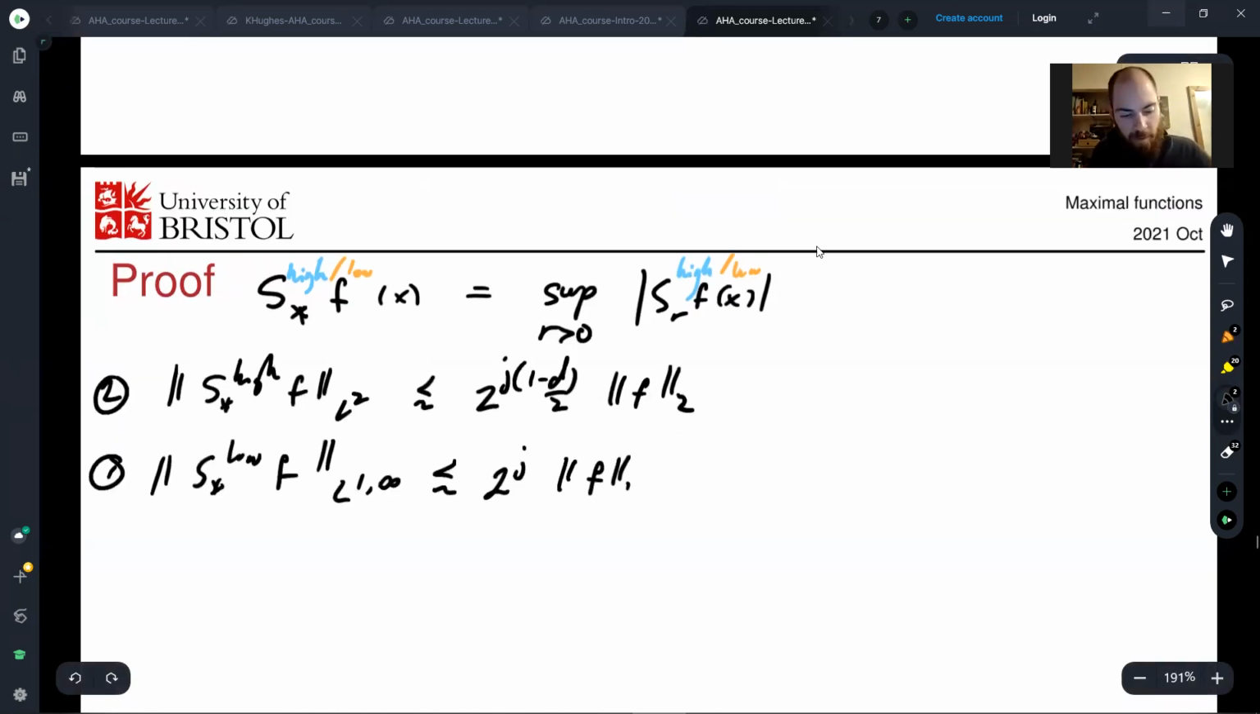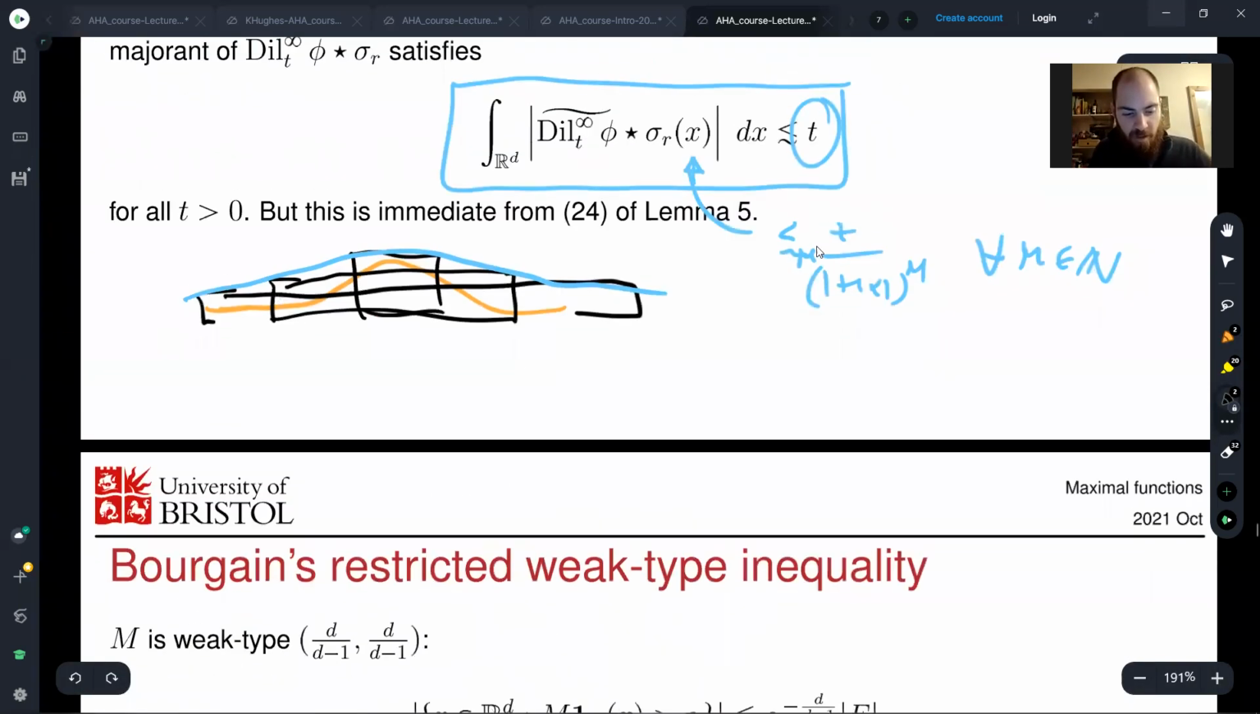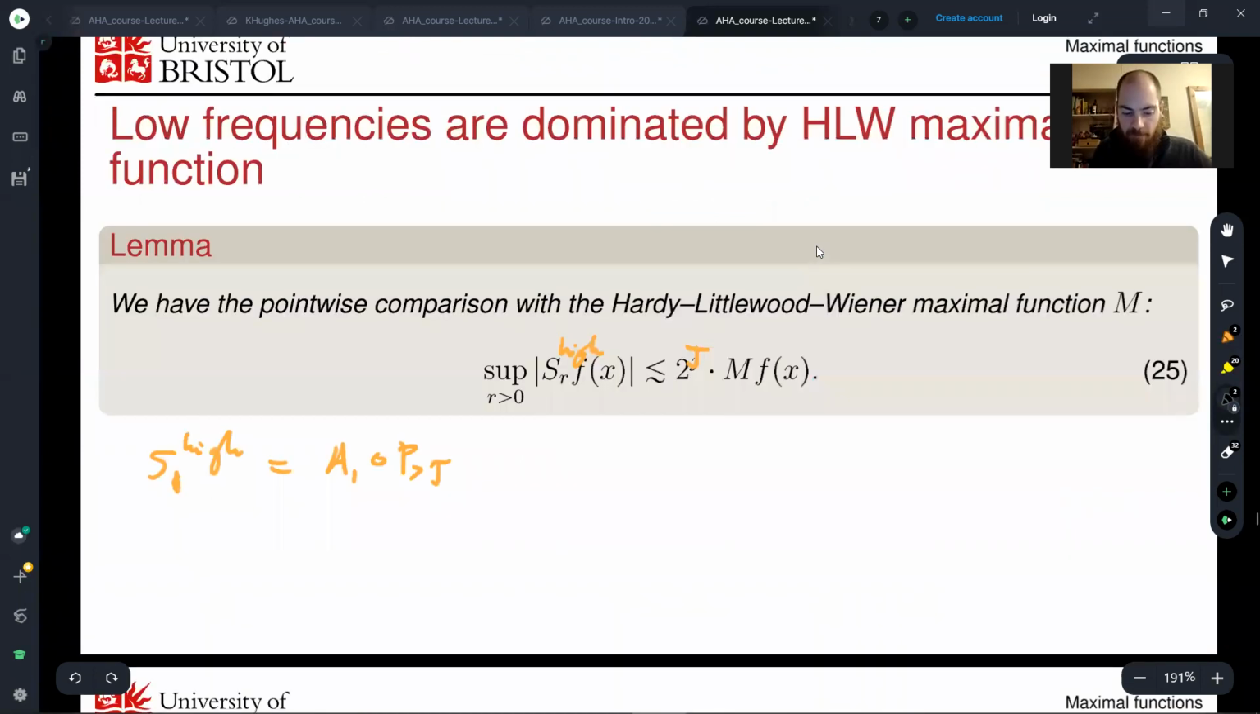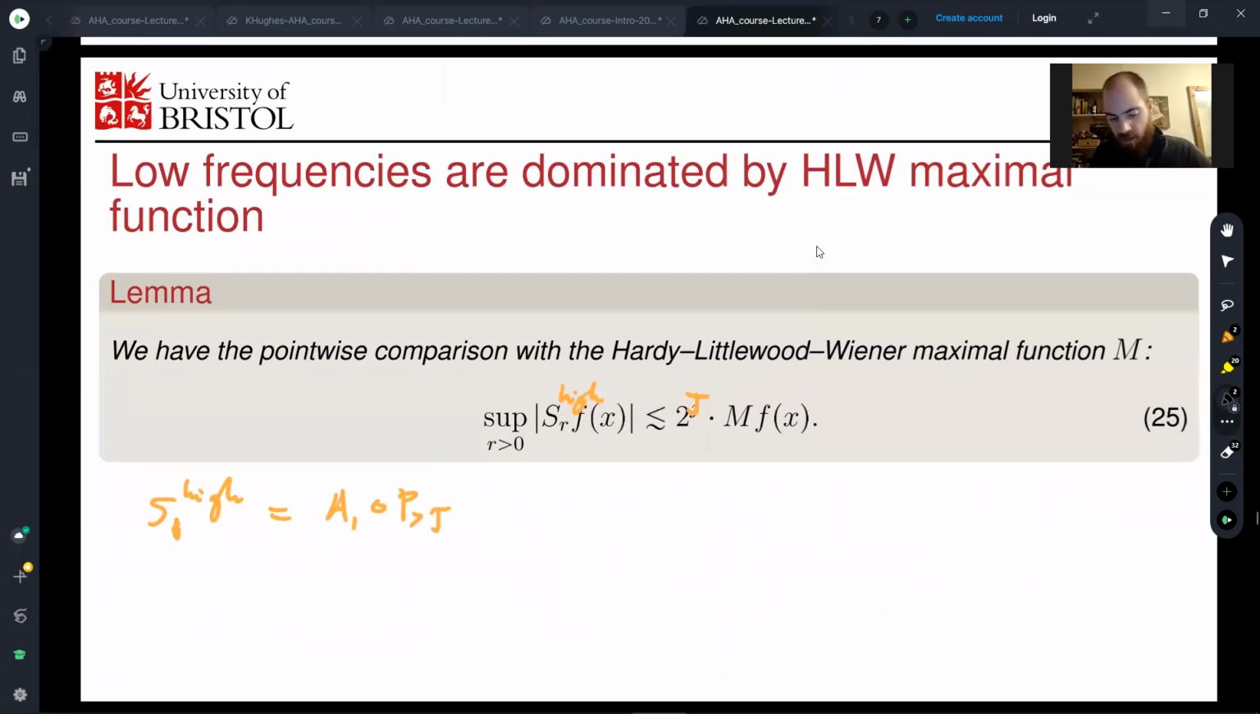So what do I mean by that? I have this pointwise comparison for the Hardy-Littlewood maximal function, right? Oh, that shouldn't have said high. That should have said low, obviously. I'm talking about low frequencies there.